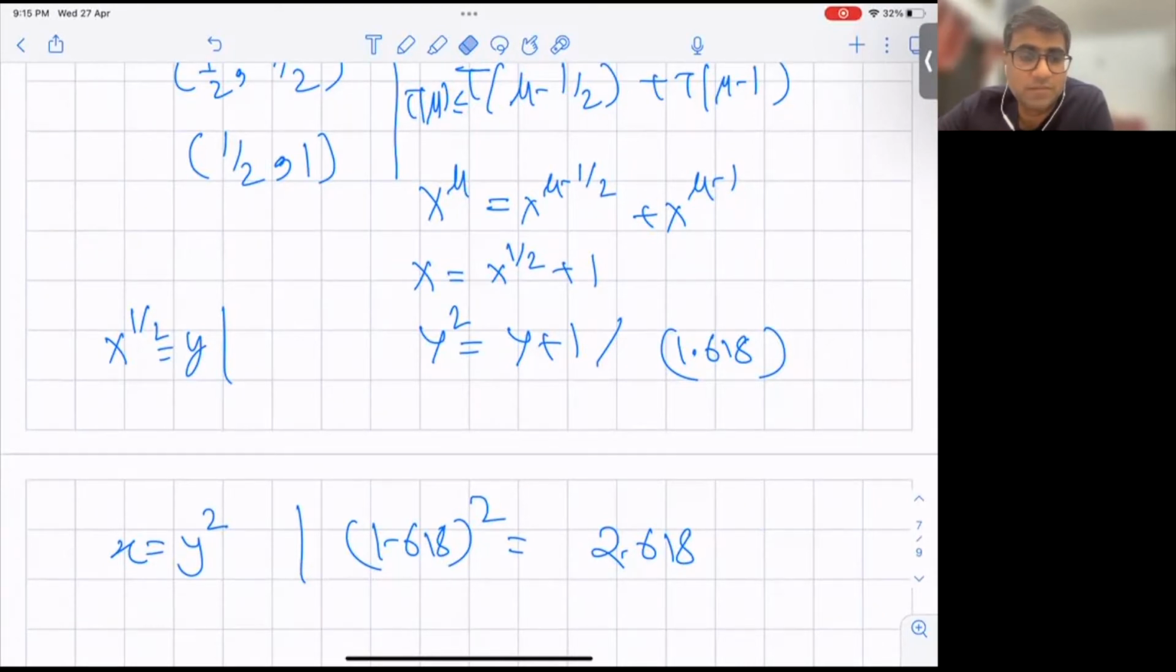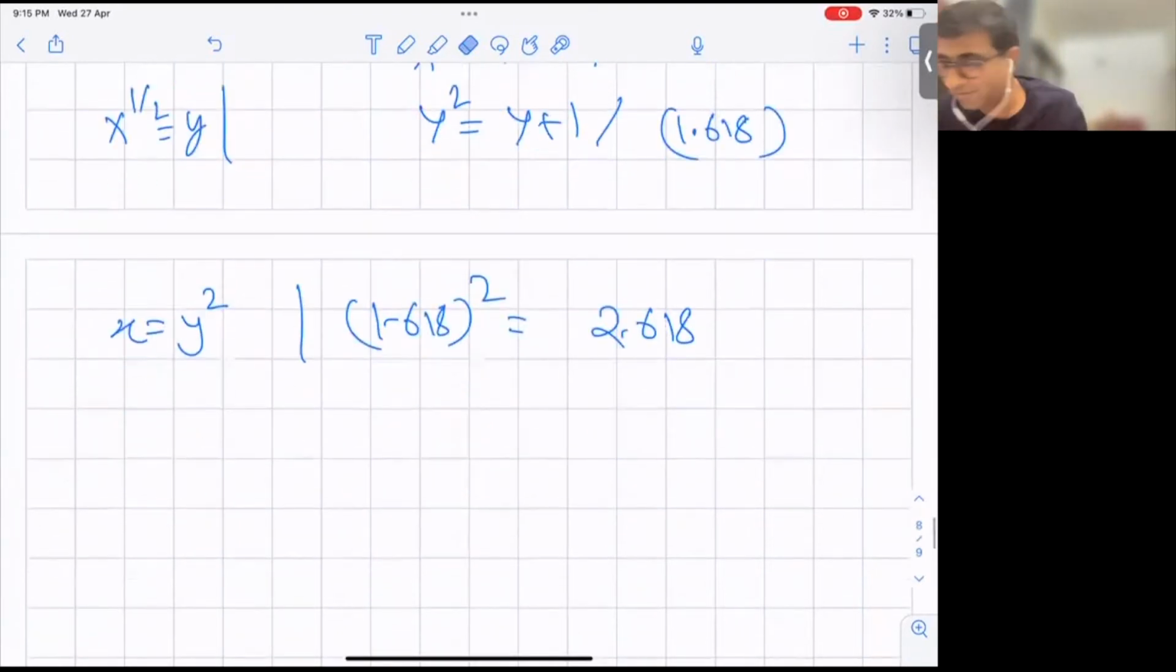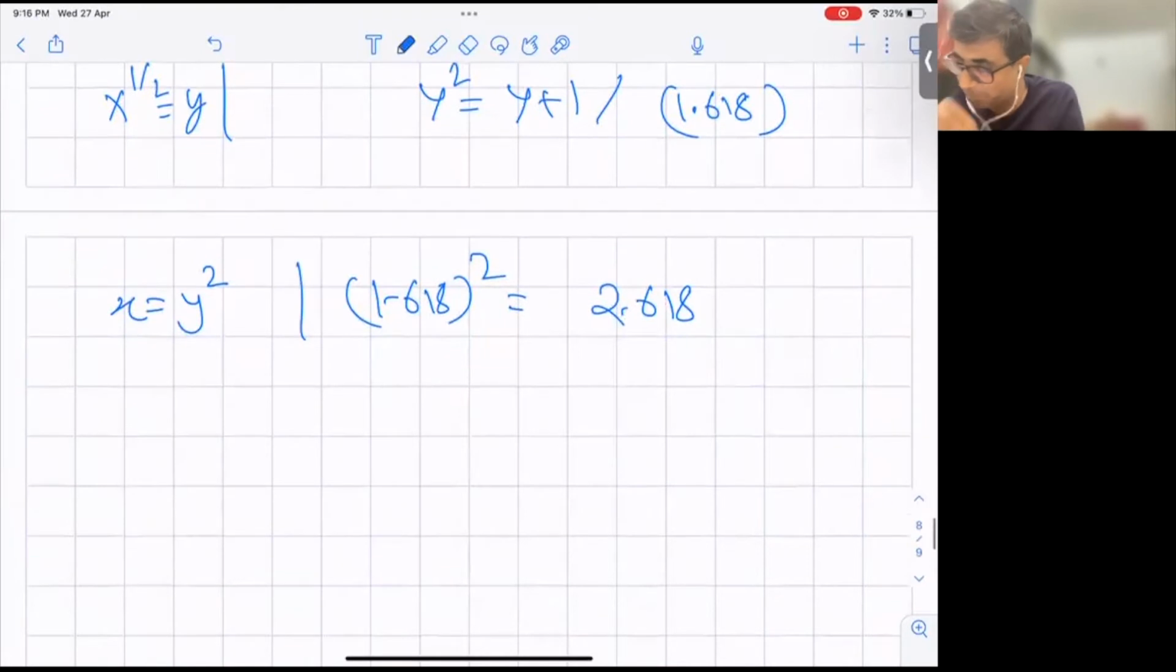Is that okay? Yes. I mean, okay, fine. Even if it is not okay, this is just some number computation which you are good at.